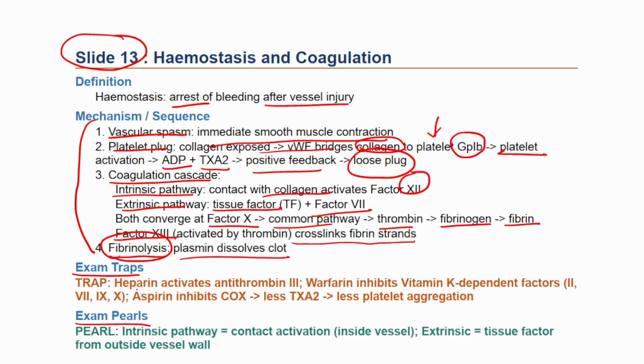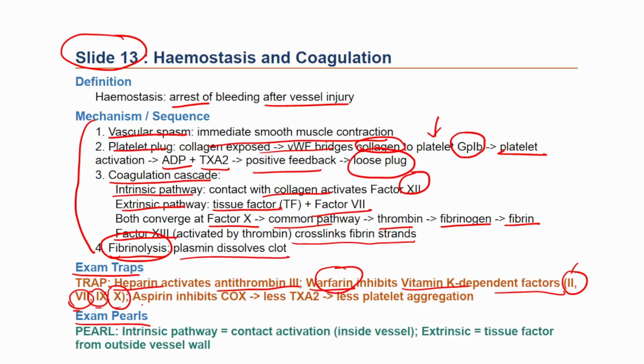A classic trap focuses on the precise target of common anticoagulant drugs. The drug name is heparin, and heparin functions by activating antithrombin 3, whereas warfarin explicitly blocks the synthesis of vitamin K dependent factors, which are 2, 7, 9, 10. For your information, there are in total 13 coagulation factors, and out of them, 2, 7, 9, and 10 are inhibited by warfarin. Mixing up these mechanisms or swapping their targeted factors is a standard way students lose points.